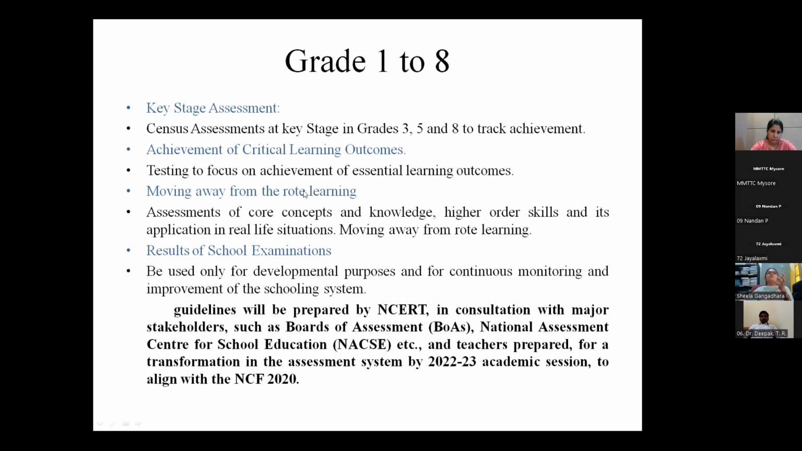And we have to move from rote learning, and we have to assess to what extent students have achieved their concepts or knowledge or higher order skills. So for this, from grade 1 to 8, guidelines will be prepared by NCERT in consultation with the Board of Assessment, the National Assessment Center for School Education, and teachers, preparing for a transformation in the assessment system by 22-23 to align with the National Curriculum Framework 2020.